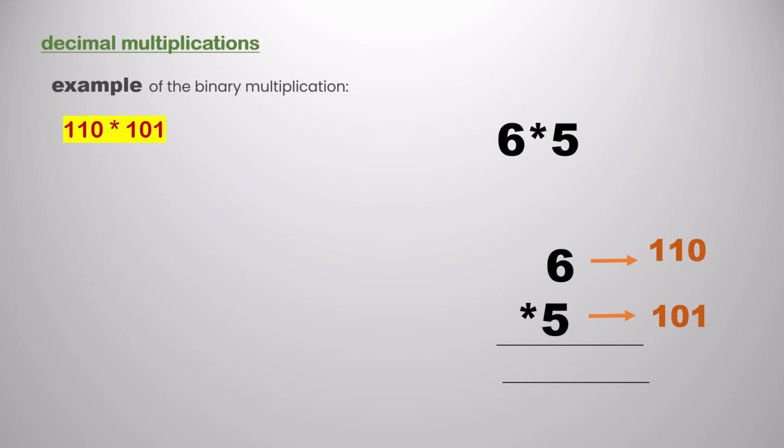So let's start with the decimal multiplication. Let's dive directly into an example. The example says we have to multiply 110 with 101, that is, in decimal, 6 into 5. So we need to do it with some rules, and we are going to see that.